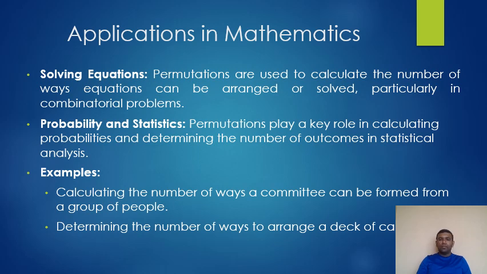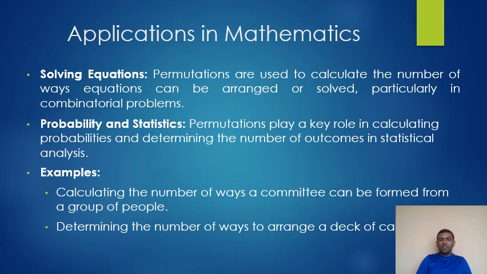Let us look at two quick examples. That is, calculating the number of ways a committee can be formed from a group of people. This is also a question. Suppose you have 5 members. You need to calculate the total number of ways a committee can be formed from a group of 5 members. I'm here, and there are 4 more with me. Out of these 5, in how many ways can a committee be formed?